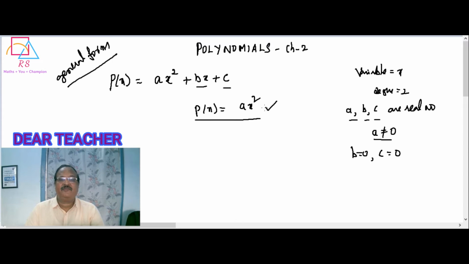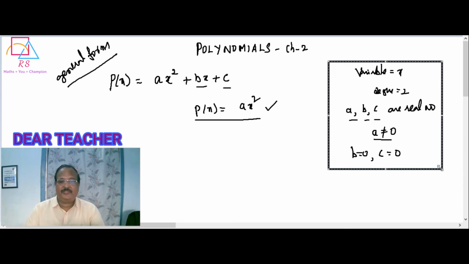Yes, this is a quadratic polynomial. So the condition for a quadratic polynomial is that the degree should be 2. So there is only one condition for a quadratic polynomial: a should not be equal to 0. Okay, so this is the understanding of a quadratic polynomial.